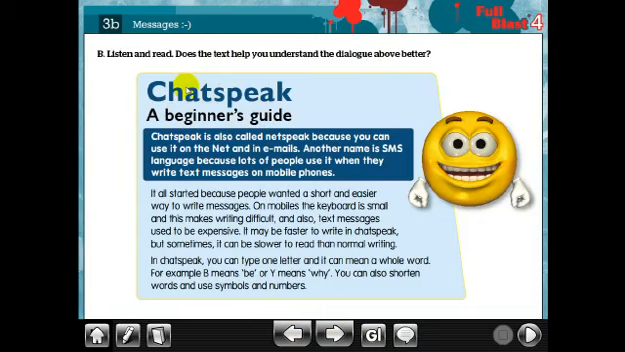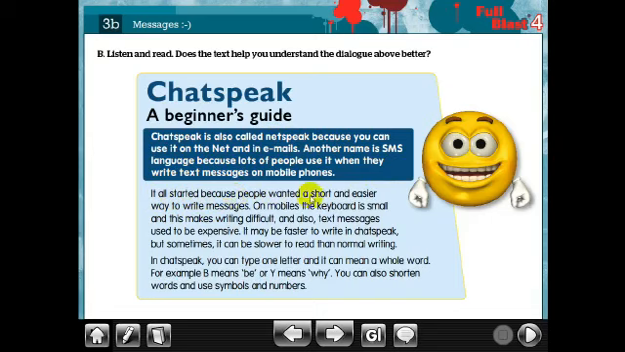Chat speak is also called net speak because you can use it on the internet and in emails. Chat speak or net speak is the language that you use, or the writing that you use, on the internet and when writing emails. Another name is SMS language. So, chat speak, net speak, or SMS language are the names for this writing. It is used when people write text messages on mobile phones, and I can use it on the internet, in writing emails, or when writing text messages.